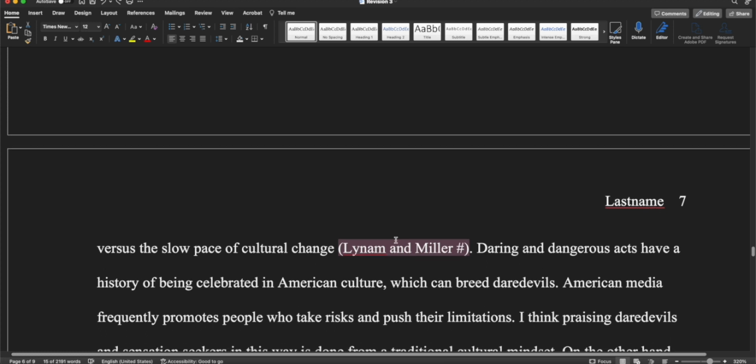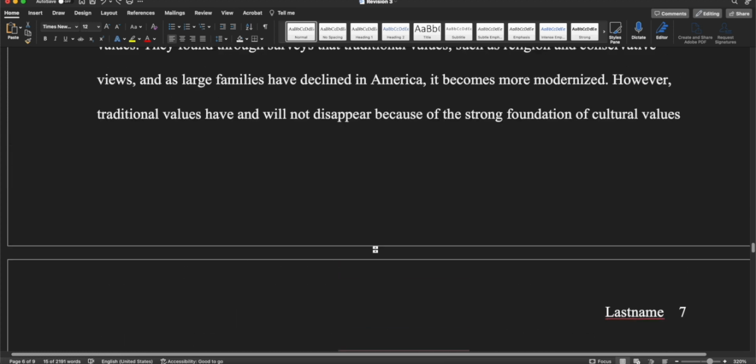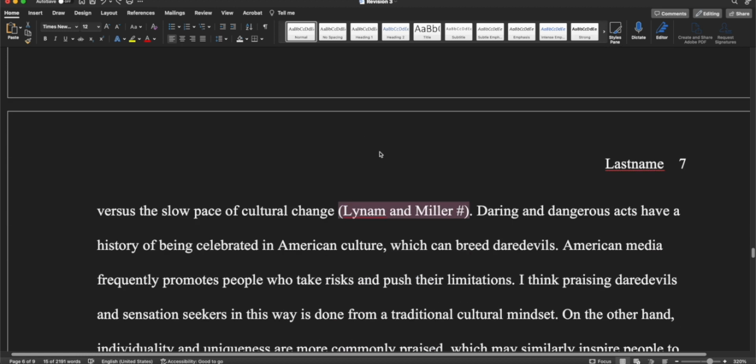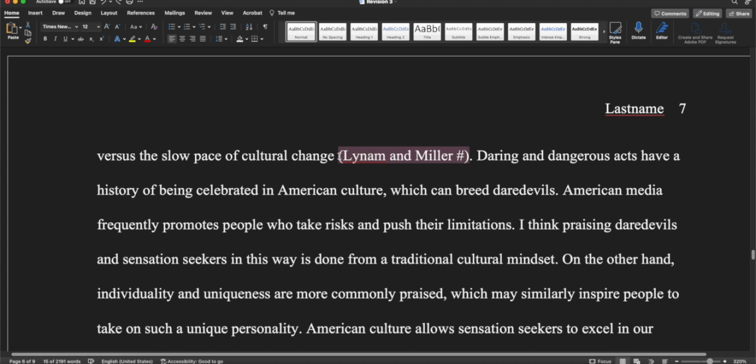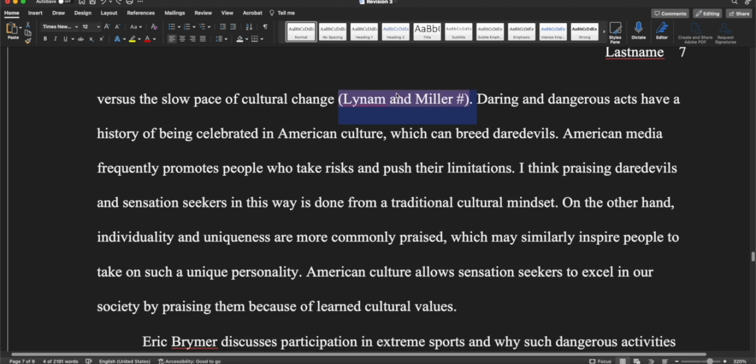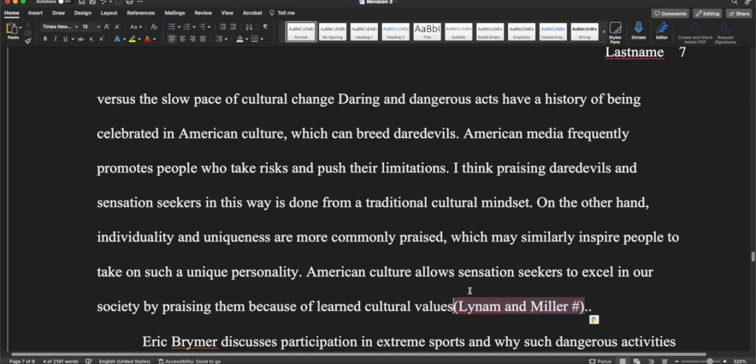So this is indicating that this information comes from this source, and I'm almost positive it doesn't, right? Because of the nature of the source and the nature of this information, the title and this information. Now this right here does seem to come from this source. Daring and dangerous acts have a history of being celebrated in American culture, right? This does seem to be about this stuff here, right? So my guess is that is where that citation goes. That's my guess. Again, I don't know.